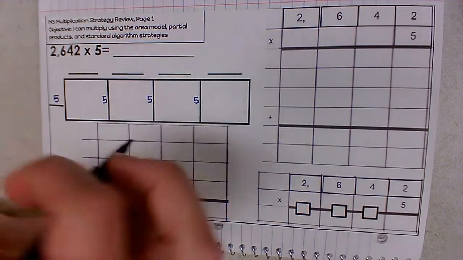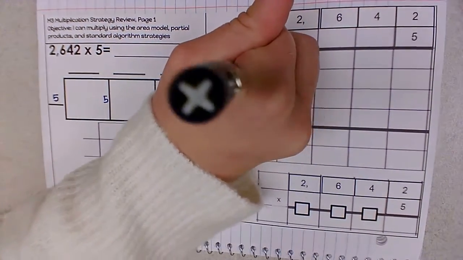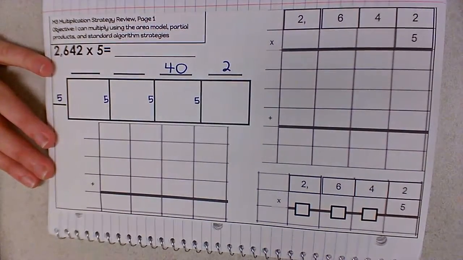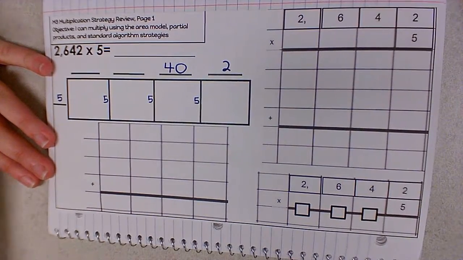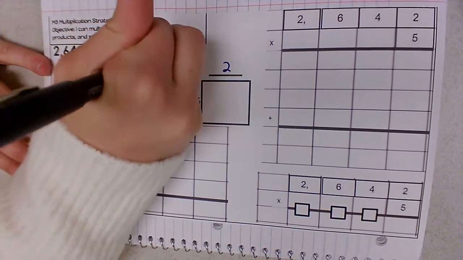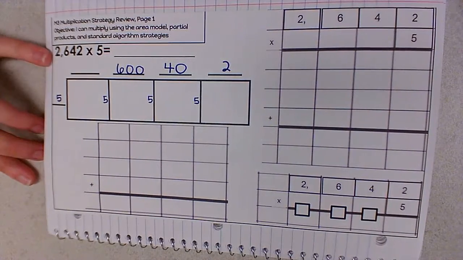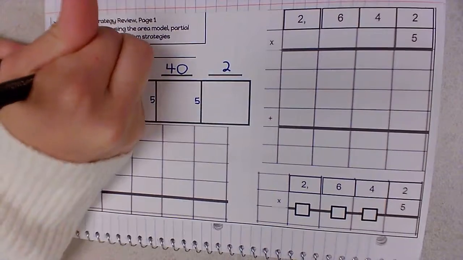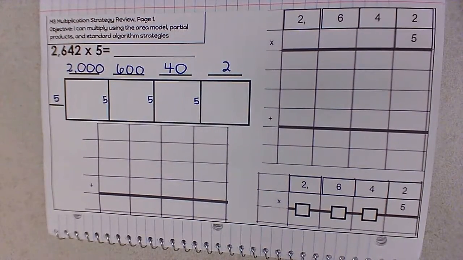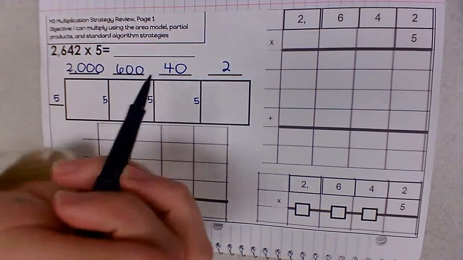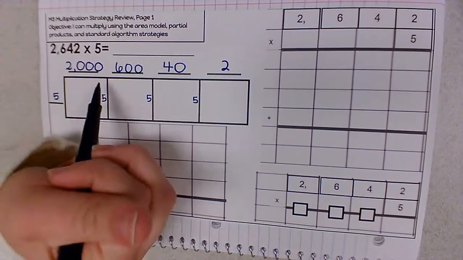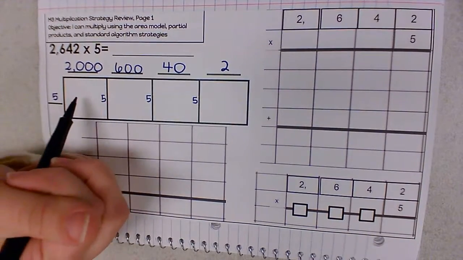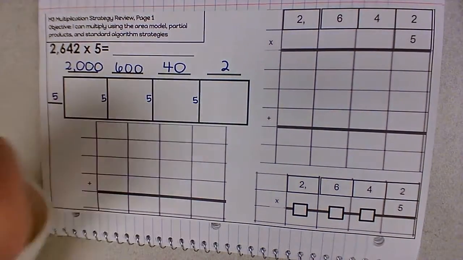So I'm going to expand this number into 2 ones, 4 tens, which equals 40, 6 hundreds, which is 600, 2 thousands, 2,000. Now I know the width of each section of my area model. I know the width, I know the height, and I can use these 2 numbers to multiply together to find the area of each piece of our area model.